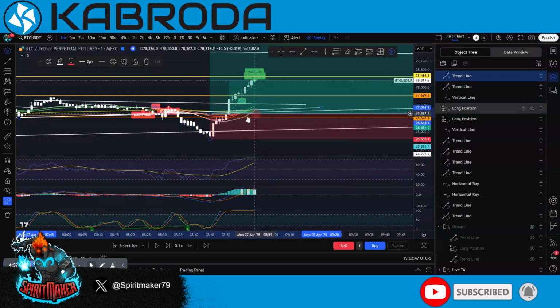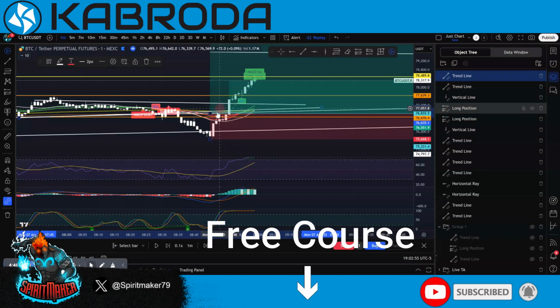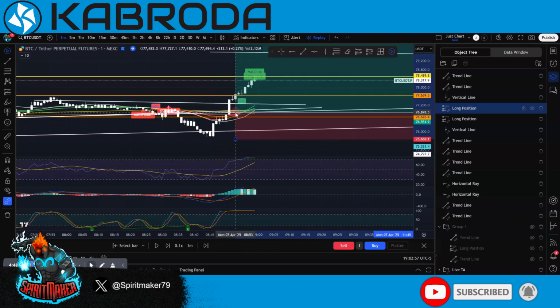You did have the color changer as well through here, and it's crossing through the 200 and the 21 are crossing back through. So you could use that as well as an entry. Now, if you wanted more stronger confirmation, you could have taken the upper of the 30-minute line right up here. You could use that as an entry as well.